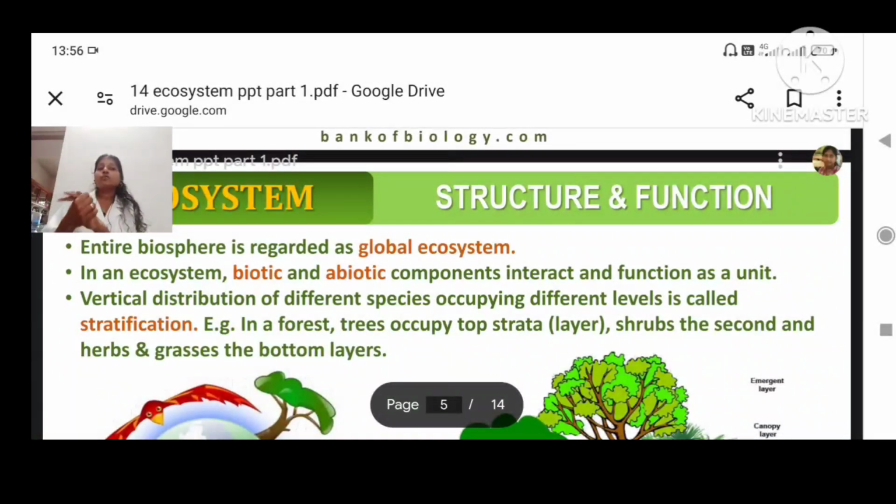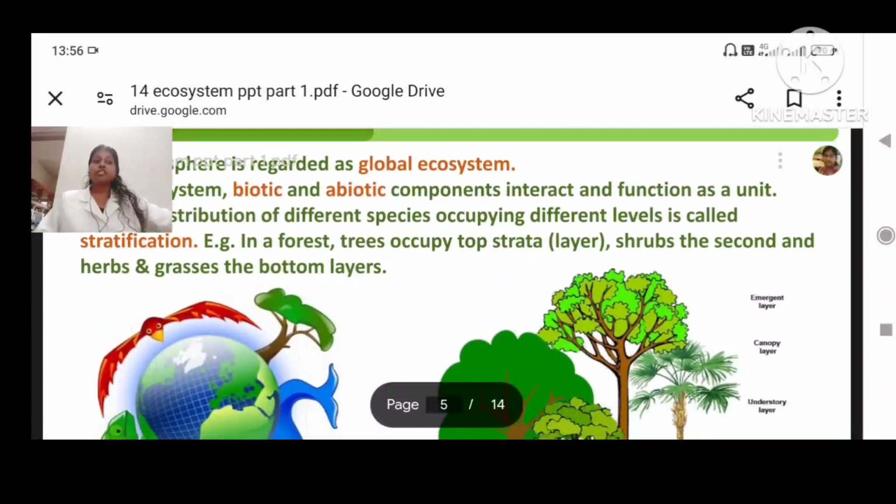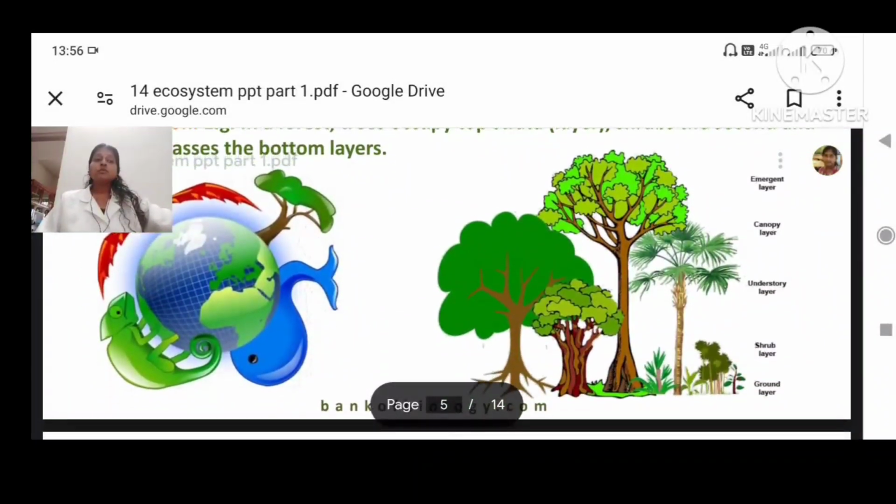Okay, in an ecosystem, you know, abiotic and biotic factors are interacting. Now we are going to learn a term called stratification. So what is stratification? You can see, students, the different layers of the forest, isn't it? In the diagram, at the bottom it is the ground layer. Then you can find shrub, then understory layer, then canopy, then emergent.